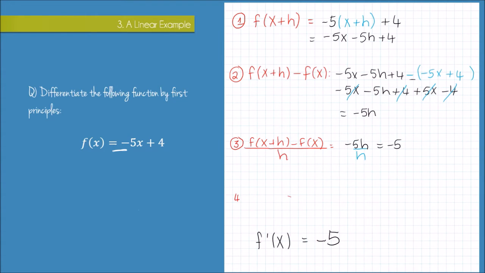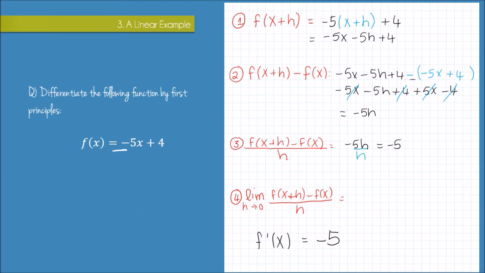The final step is to take the limit of our expression that we obtained in step 3 as h approaches 0. So just to write that step out in full, it's the limit of f of x plus h minus f of x all over h.